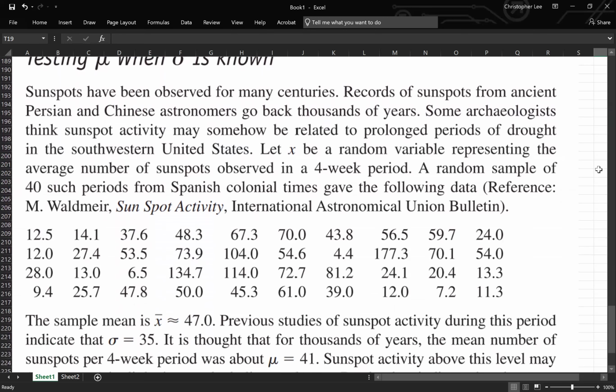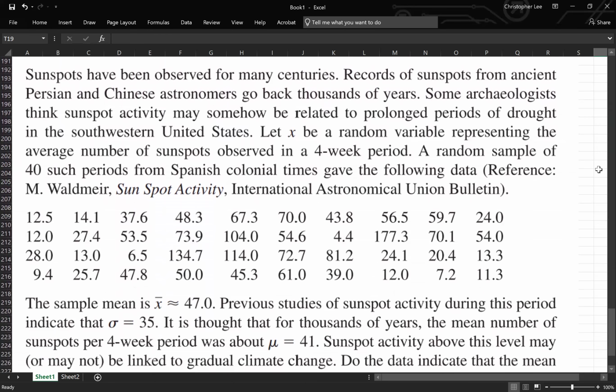Here's your example. All right. Sunspots. This is an example, right? Sunspots have been observed for many centuries. Records of sunspots from ancient Persian and Chinese astronomers go back thousands of years, right? Hold on a second, because I did not know that.